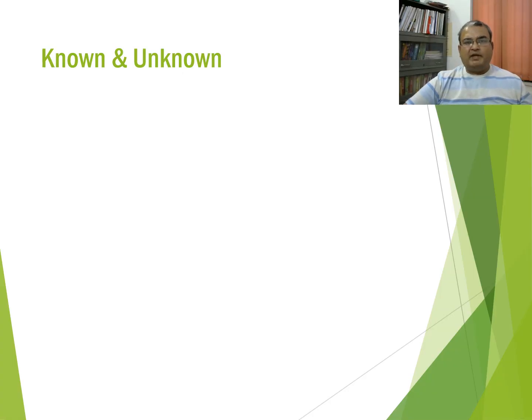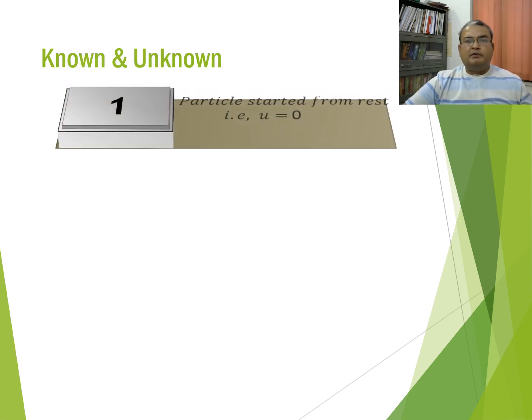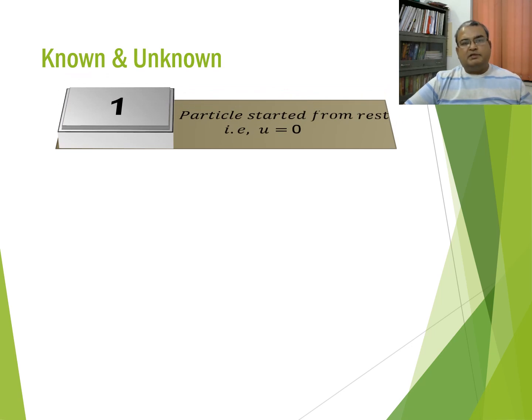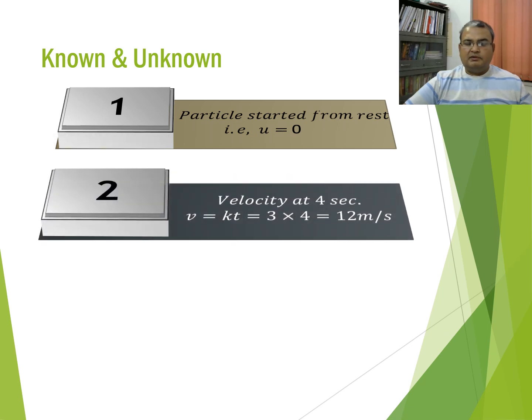Now, we will mention the known and unknown values of the physical quantities for the problem. If you go through the problem seriously, it is mentioned that the particle started from rest. That gives us the idea that the initial velocity of the particle is 0. It is also mentioned velocity is given by v equal to kt, meaning at t equal to 4 seconds it is 3 multiplied by 4. The value of k is also given in the problem. That is, at t equal to 4 seconds, the final velocity of the particle will become 12 meter per second.